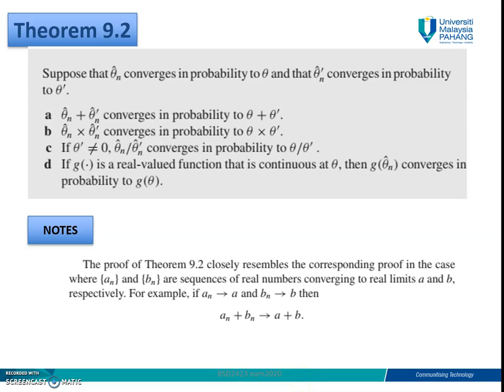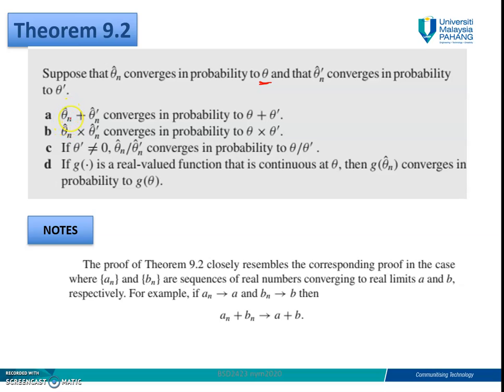So in this video, we continue with consistency with theorem 9.2. Suppose that we have theta hat n converge in probability to theta, and that theta hat prime n converge in probability to theta prime. So you can see we have theta hat n converge to theta, and then we have theta hat prime n converge to theta prime.